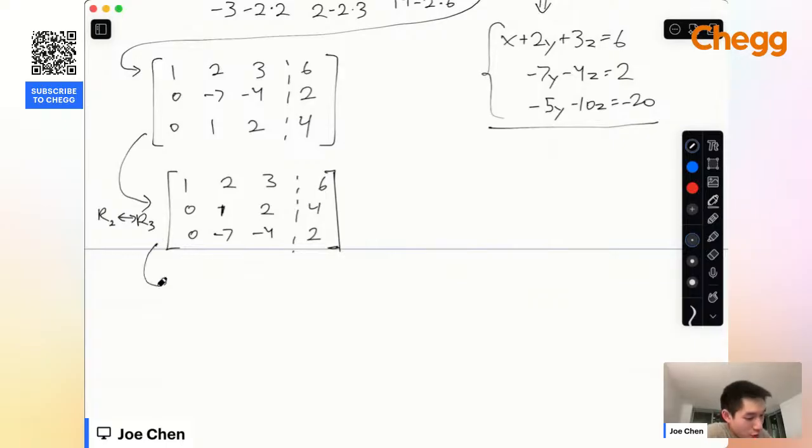So here I want to eliminate this minus 7. This is like eliminating the y variable from that row. So let's do that. How do I do that? I'm going to use the second row and add it 7 times to the last row. So the first 2 rows will stay the same. Here I'm taking the last row, R3, and I'm going to add 7 times the second row.